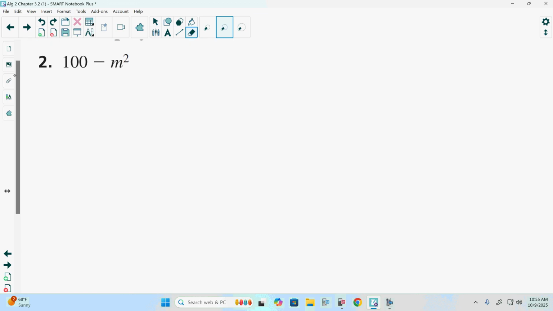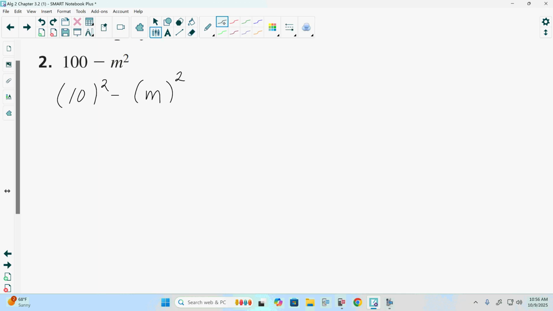100 minus m squared. So this does look a little different, but we're going to still treat it the same. So our first number is 100. So what times itself is 100? 10. And then what times itself is m squared? Well, that'd just be m.